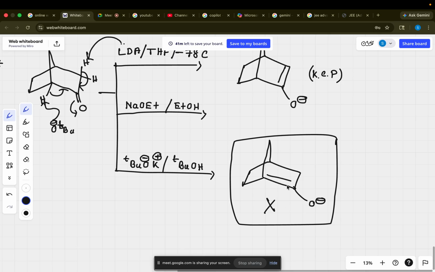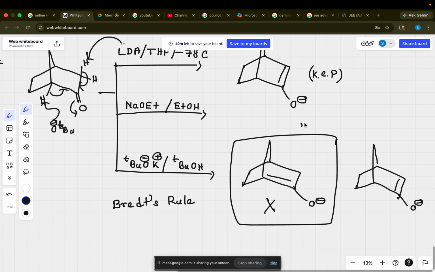So basically here the double bond is forming at the bridging position. So that means it violates which rule? Bredt's rule. Okay, it violates your Bredt's rule. So you will get the other product, it will abstract the other proton. So that means what? You will get only this kinetically controlled product.